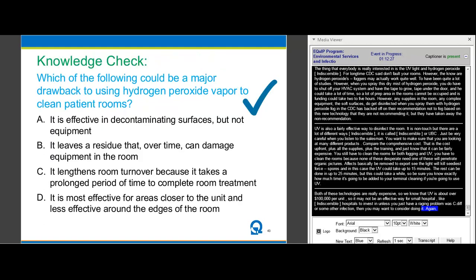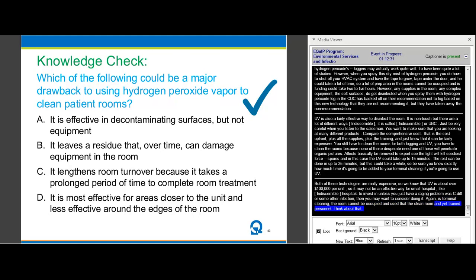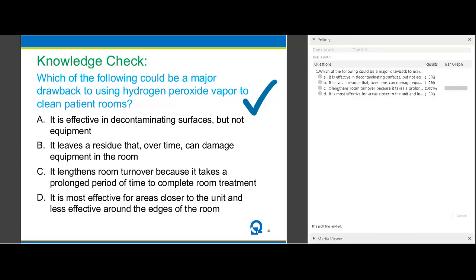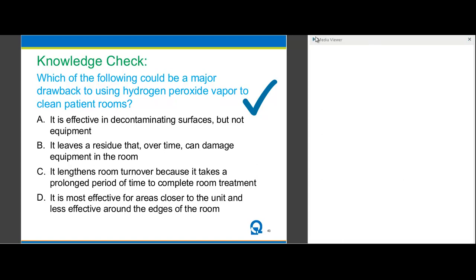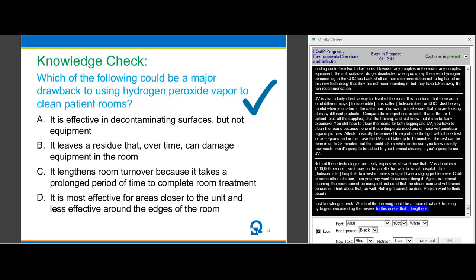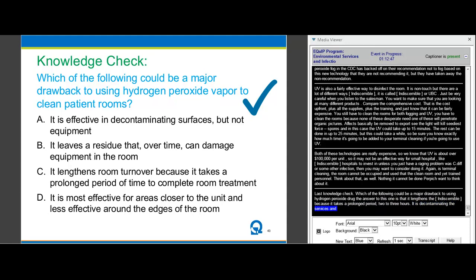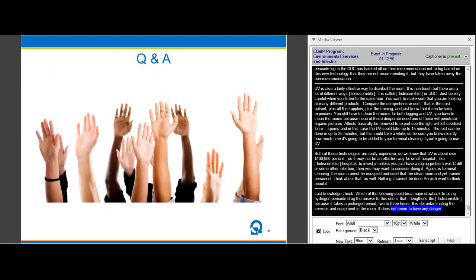Last knowledge check, which of the following could be a major drawback to using hydrogen peroxide? The answer to this one is that it lengthens the room turnover, right, because it takes a prolonged period, 2 to 5 hours. But it is effective in decontaminating the surfaces and the equipment that's in the room. And it doesn't seem to have any danger with the residue that goes along with it.